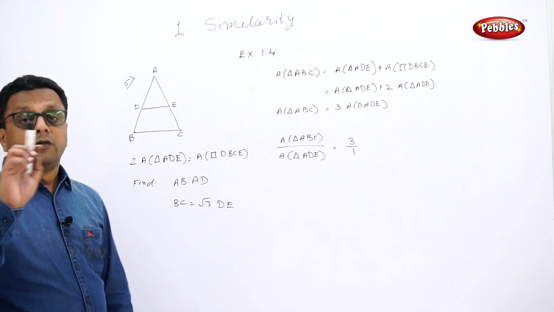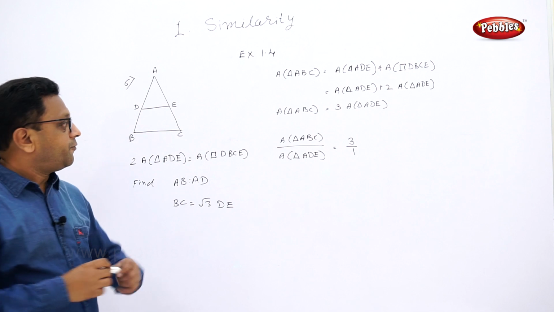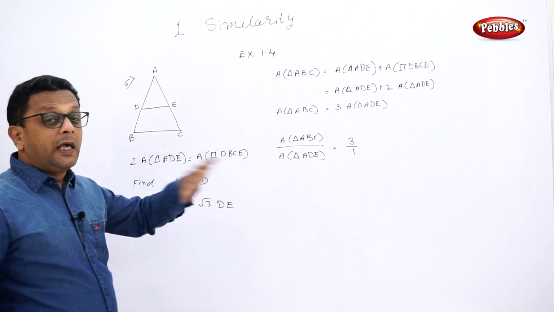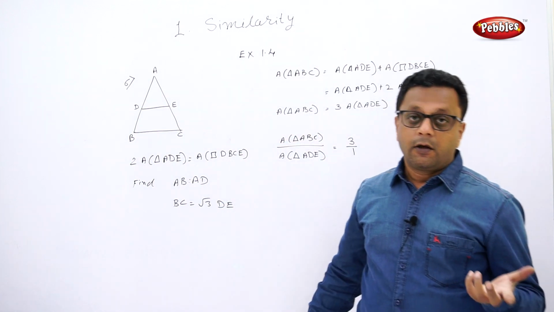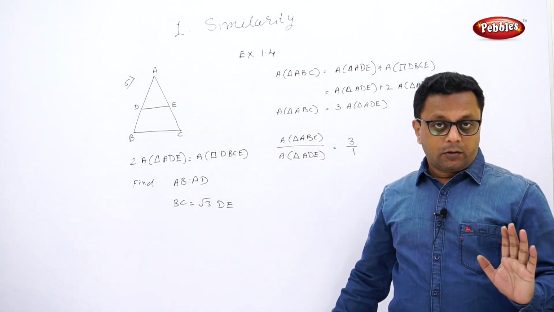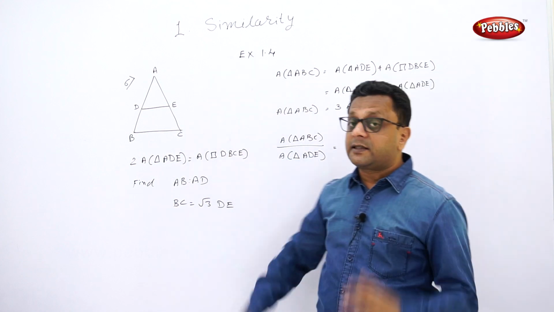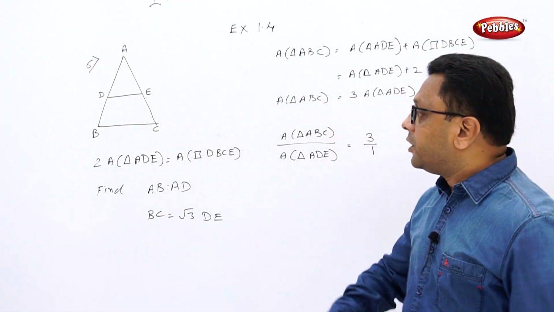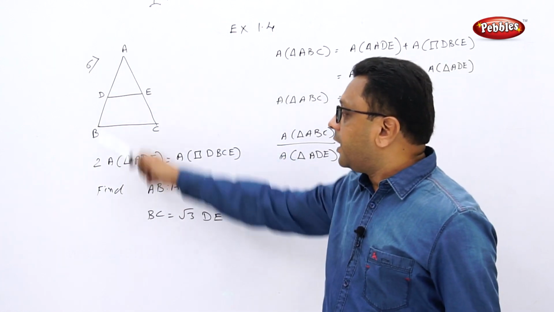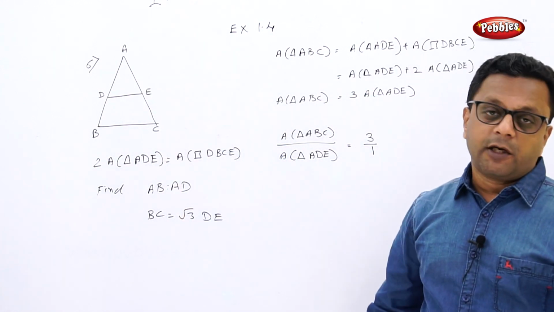Correct? This is the first part. We have found out the hidden value of the ratio of the areas of two triangles. But yet we don't know, it is not given that these two triangles are similar triangles. So as a second step, we will prove that these two triangles ADE and ABC are similar triangles.